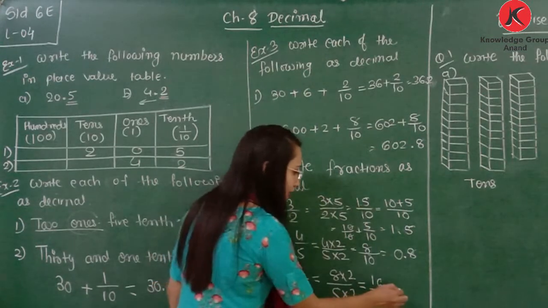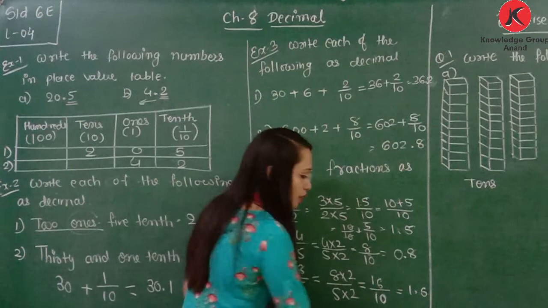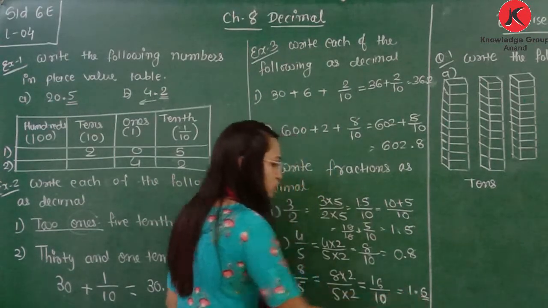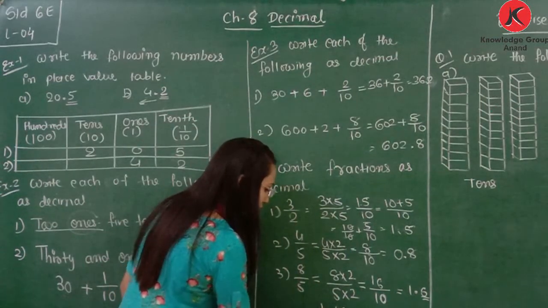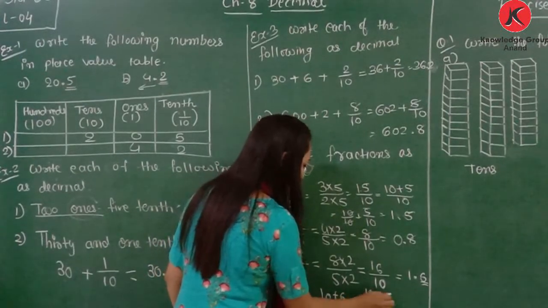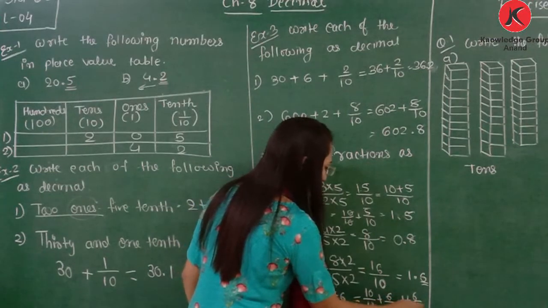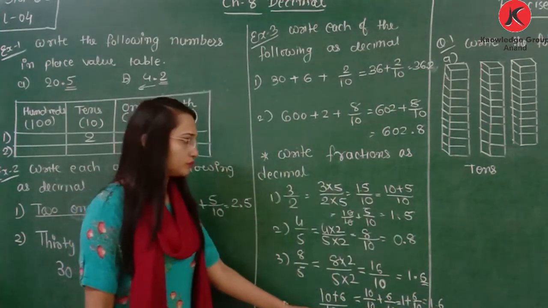Now here you can directly write it is 1.6, because 1 zero in the denominator means there must be one digit after the decimal point. So the decimal point should be here. Otherwise you can write 10 plus 6 divided by 10. So it is 10 by 10 plus 6 by 10. Now 10 by 10 is 1, plus 6 by 10, so it is 1.6. So you can solve this way also.